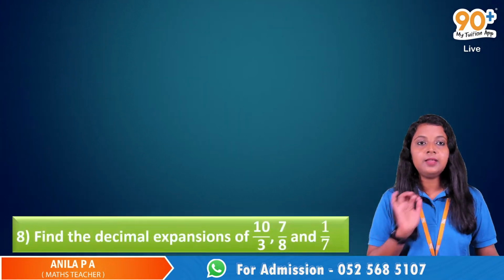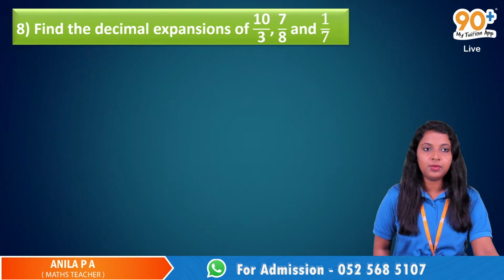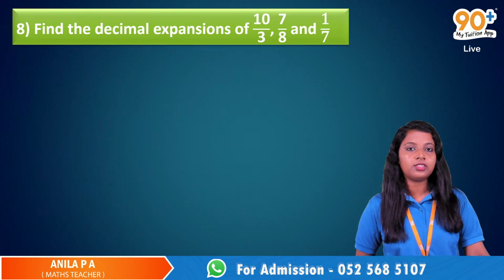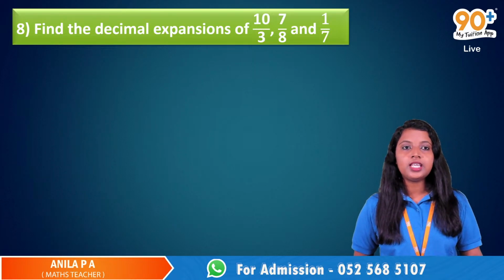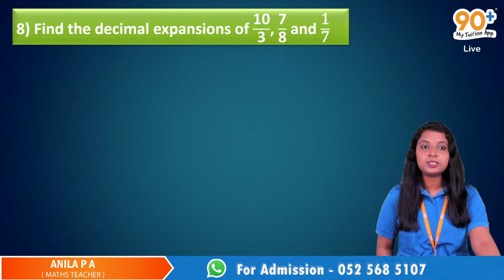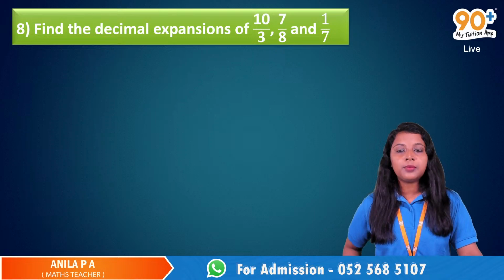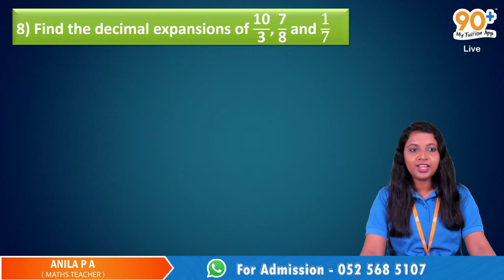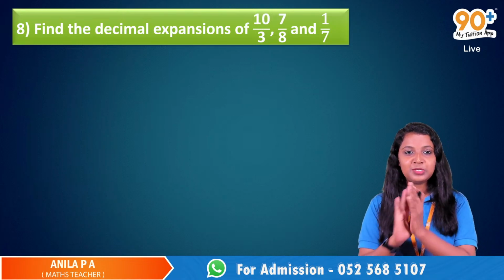Yeah, so let's see. Find the decimal expansion of 10 by 3, 7 by 8 and 1 by 7. We have 3 rational numbers here, 10 by 3, 7 by 8 and 1 by 7. We have to check for the decimal expansion of these numbers. Okay, so what is terminating decimal? Yeah, I will discuss that. We are going to discuss terminating and all. Okay, so please wait.